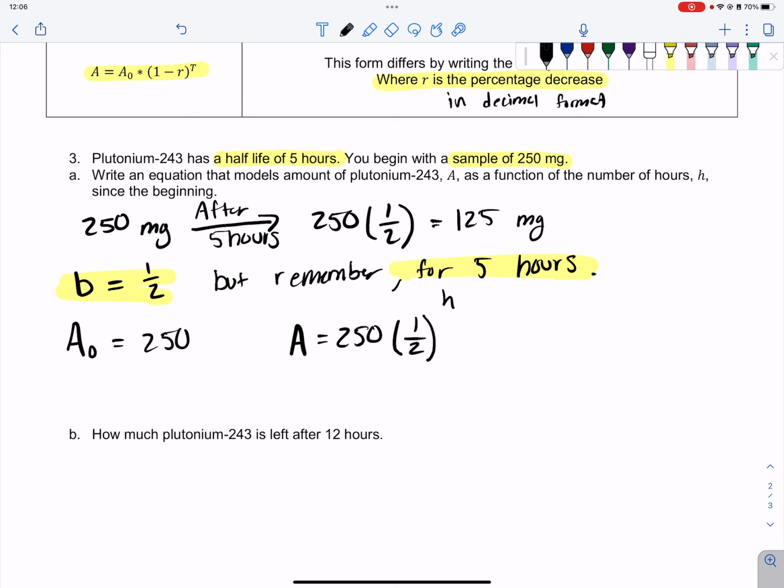So I need to think about how 1 hour is 1/5 of the 5-hour time period. So that means that my 1/2 in my equation needs to be raised to the 1/5 power. And then the h gets multiplied by that, because I only want 1/5 of my time period to have gone by when I put in 1 hour for h, and so on.